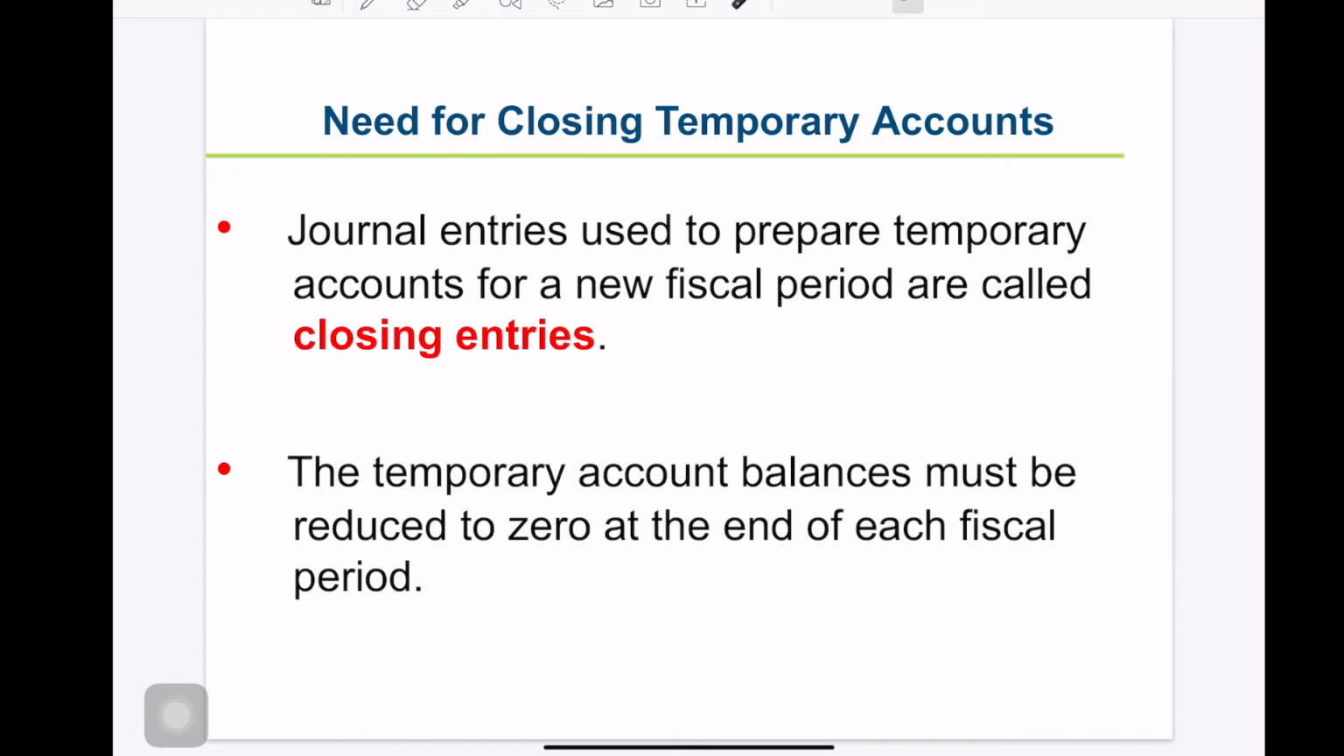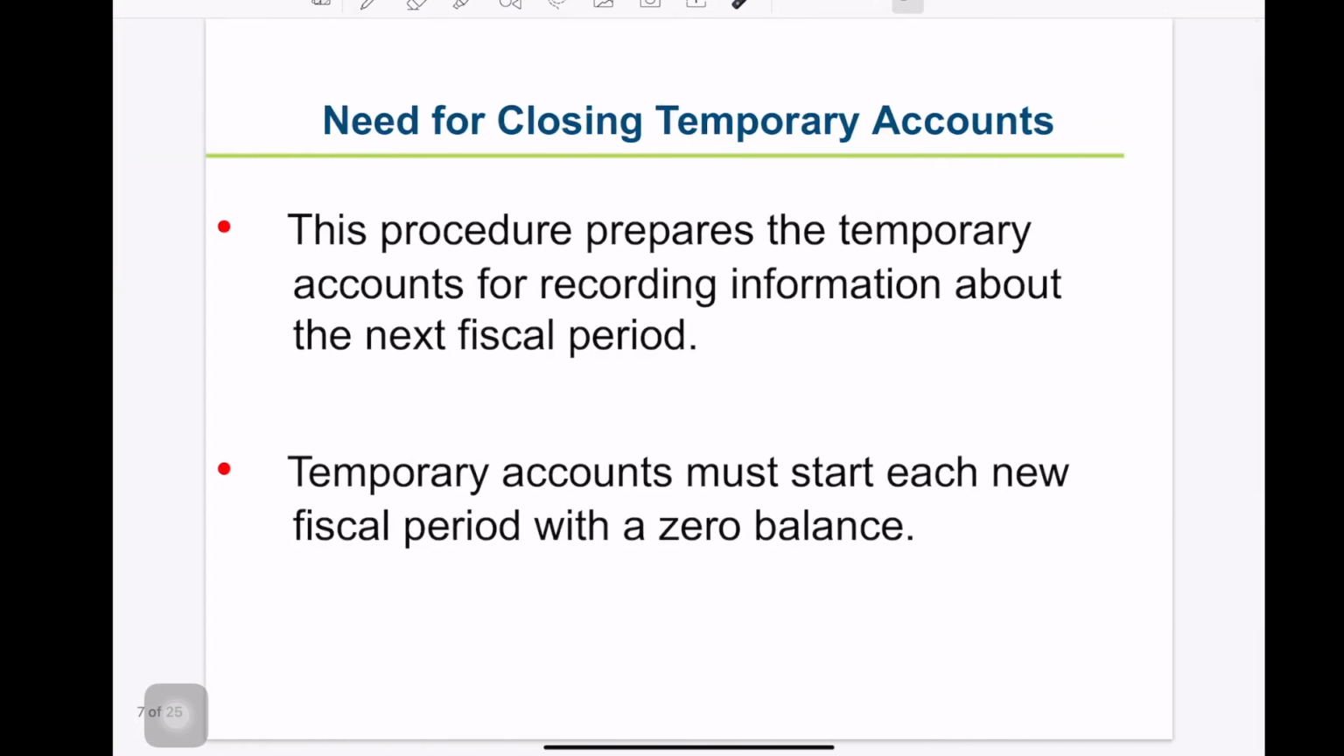The temporary account balances must be reduced to zero at the end of each fiscal period. Again, we're talking about the temporary accounts, which are your revenue, your expenses, and your drawing account, and eventually our income summary account once you learn that one. By closing them out, this procedure prepares the temporary accounts for recording information about the next fiscal period. Temporary accounts must start each new fiscal period with a zero balance.